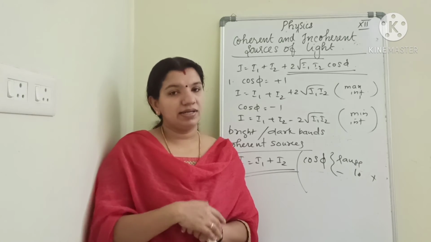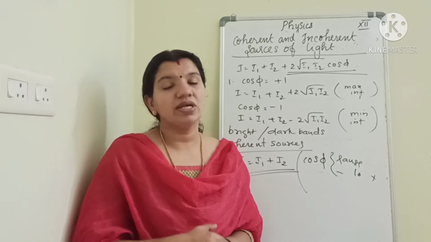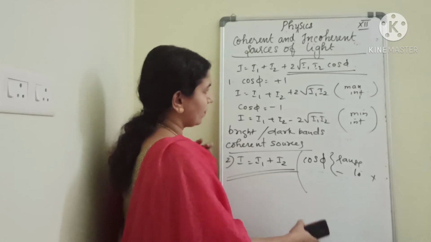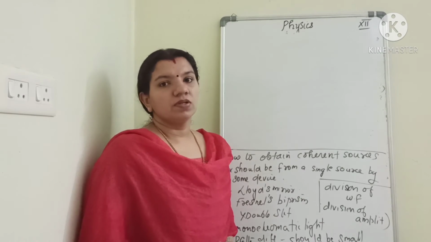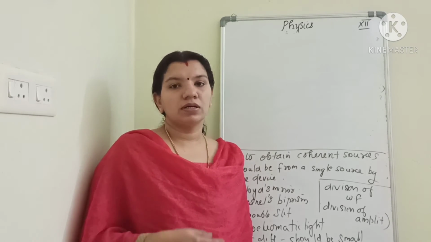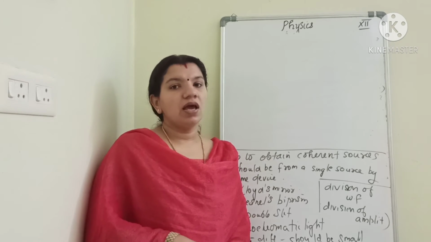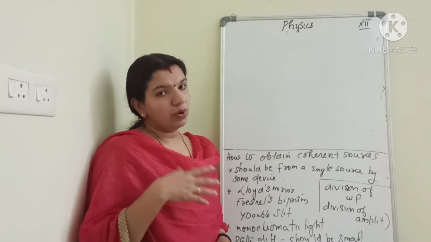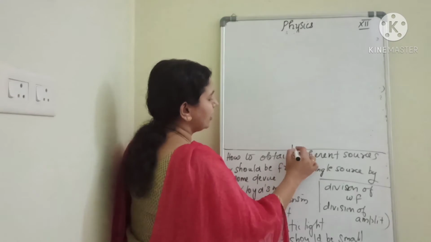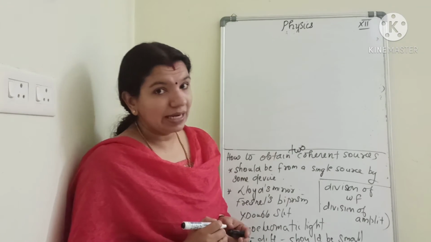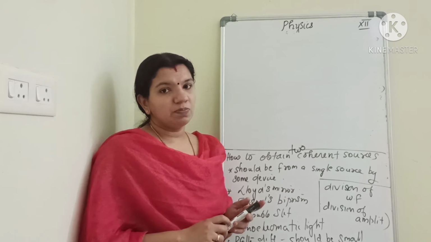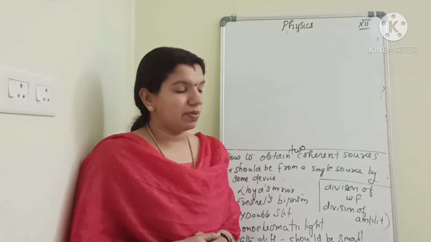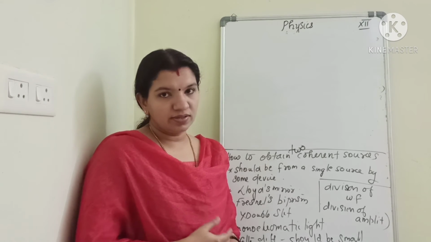For that, what are the conditions? That is also another important question. Conditions for sustained interference. Okay. So before moving to the conditions for sustained interference, we have to discuss one more thing: how to obtain the coherent sources, or how to obtain two coherent sources. I told you that two coherent sources are needed to obtain the interference pattern on the screen, isn't it? That is what we are going to perform in Young's double slit experiment. So how can we obtain these two coherent sources?